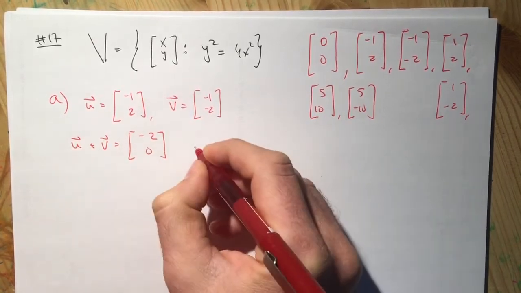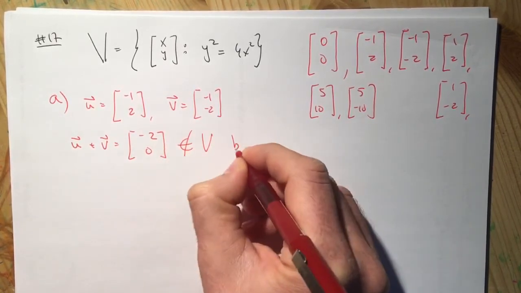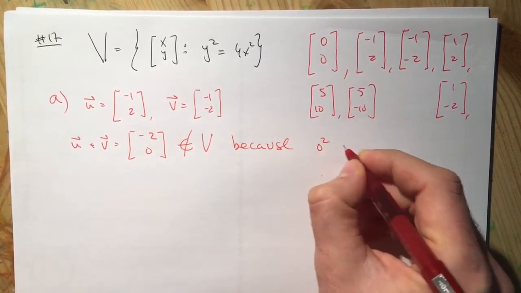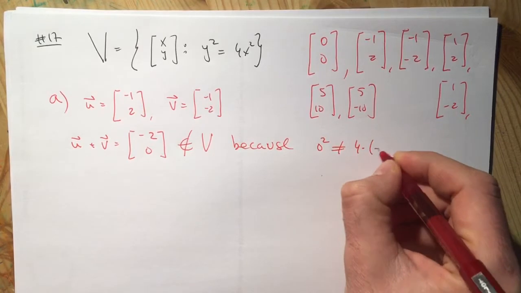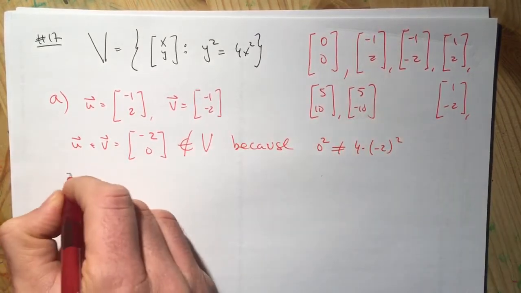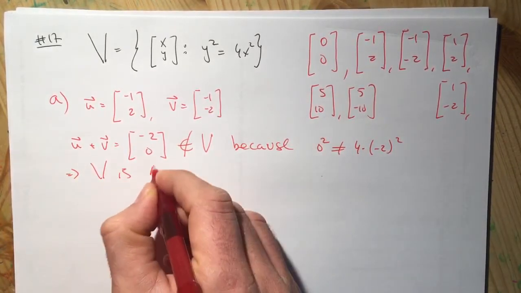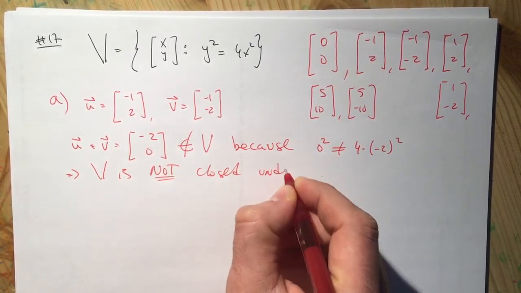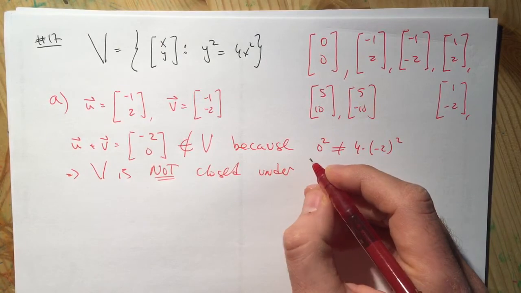Is this also in V? This is not in V because y squared, 0 squared, is not equal to 4 times (-2) squared. Hence, V is not closed under vector addition.